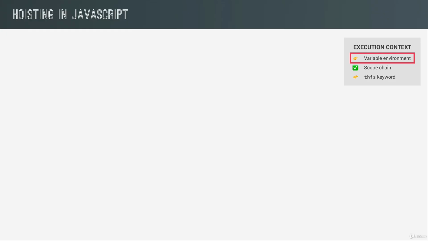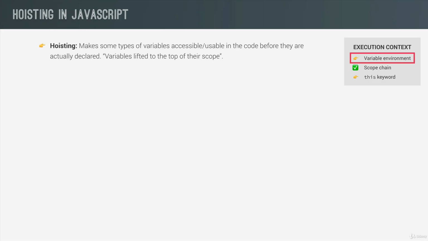So in JavaScript, we have a mechanism called hoisting, and hoisting basically makes some types of variables accessible, or let's say usable, in the code before they are actually declared in the code. Now, many people simply define hoisting by saying that variables are magically lifted or moved to the top of their scope. For example, to the top of a function. And that is actually what hoisting looks like on the surface. But behind the scenes, that's in fact not what happens.